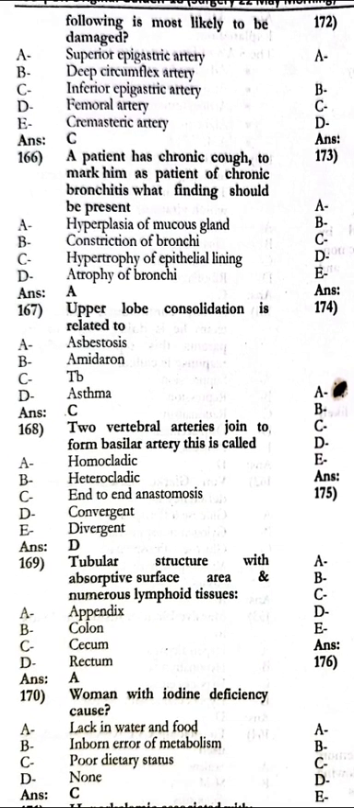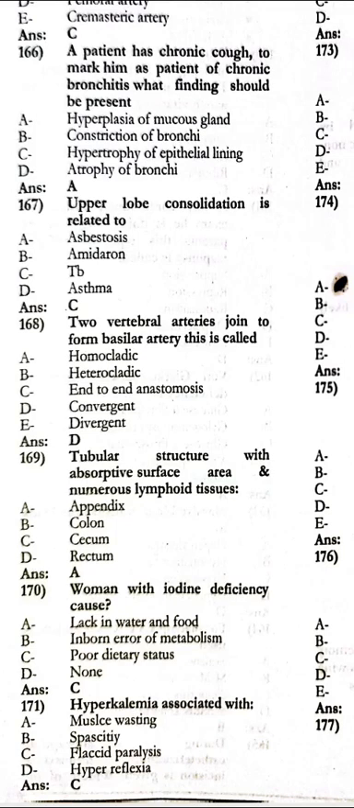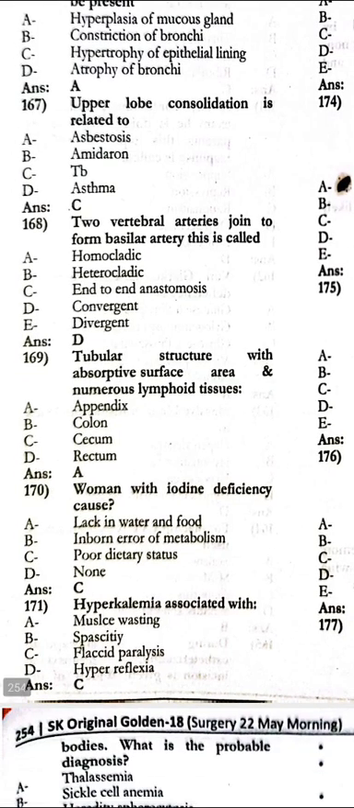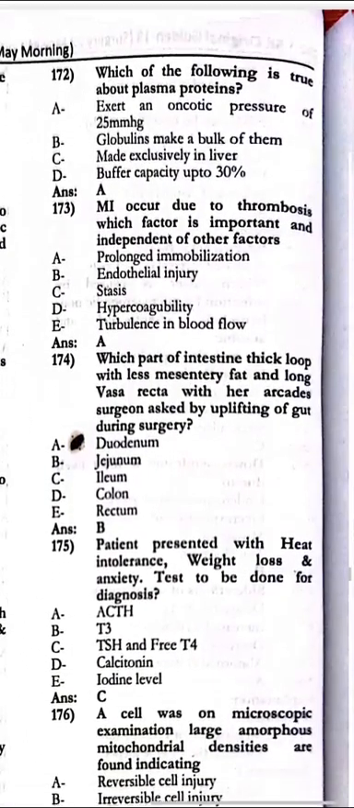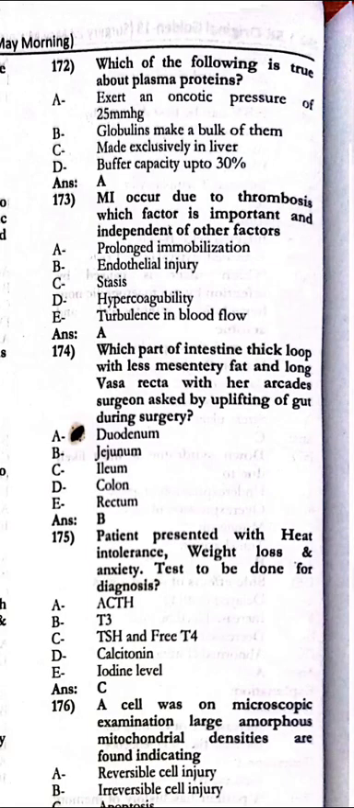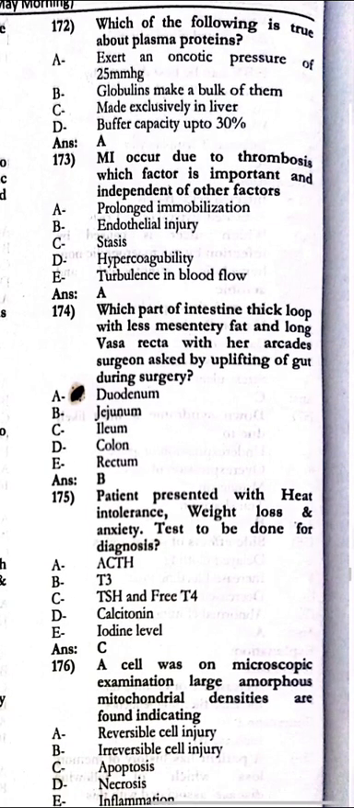Two vertebral arteries join to form the basilar artery. This is called convergence. Next, the tubular structure with absorptive surface area and numerous lymphoid tissue is the appendix. Women with iodine deficiency have a poor dietary status. Next, hyperkalemia is associated with flaccid paralysis. Which of the following is true about plasma proteins? They exert an oncotic pressure of 25 mm Hg.